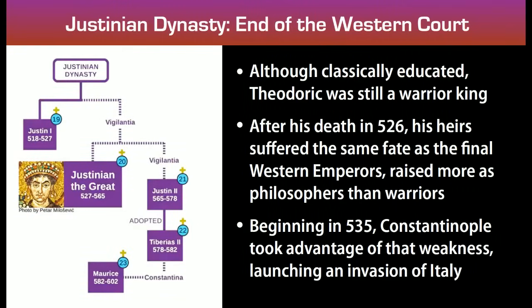Theodoric in his lifetime was still a warrior king, right? So he had that education as a child in Constantinople, but after his death, his heirs all suffered from that same fate as the final Western emperors. In other words, they're all raised and educated as Western philosophers. They're all educated by the church. They are all Christians and sophisticates.